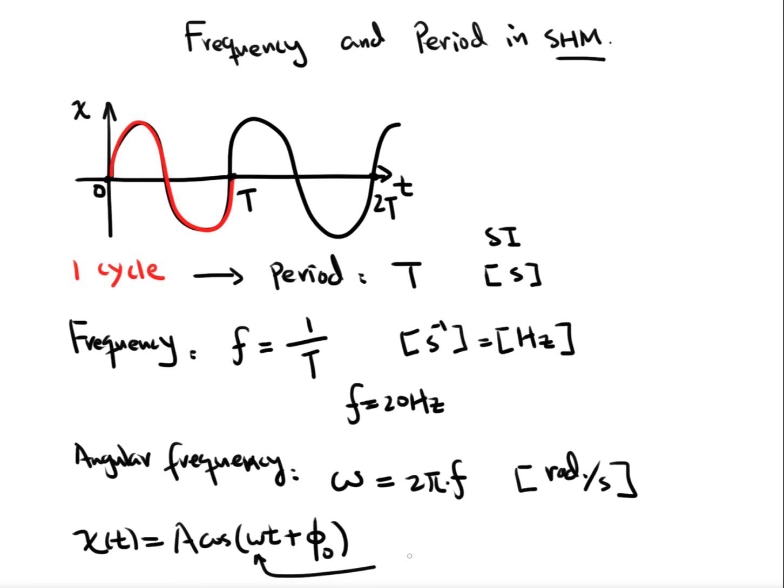So from here, we can easily calculate the regular frequency from omega over 2 pi. And you can also calculate the period by 2 pi over omega. Okay, so when you see a solution like this one, you can immediately calculate the frequency or the period of this simple harmonic motion.